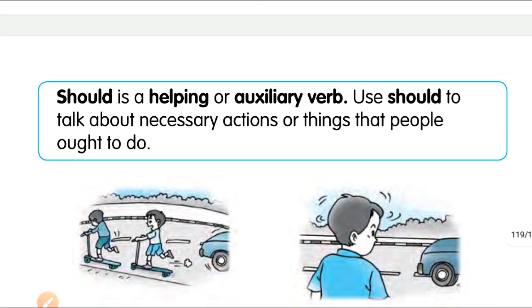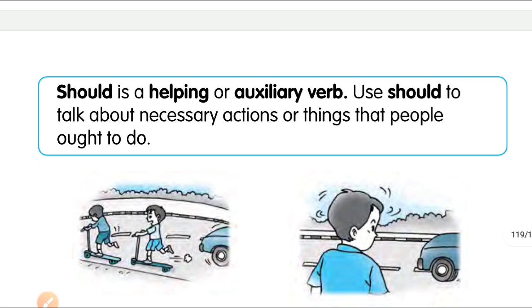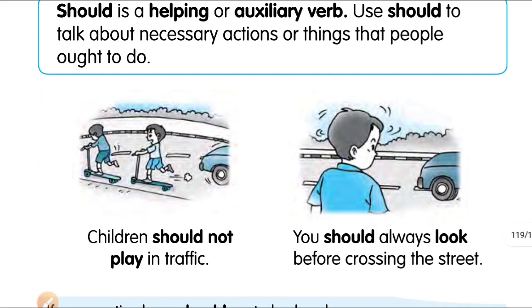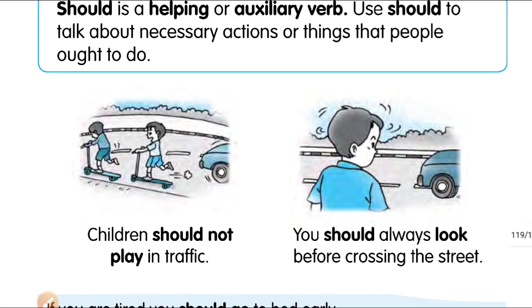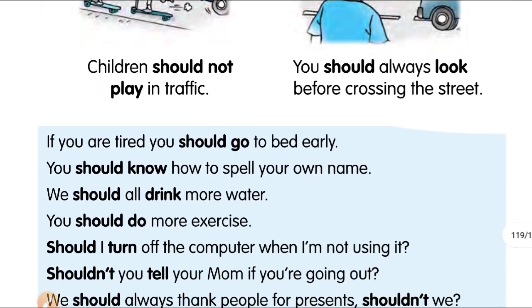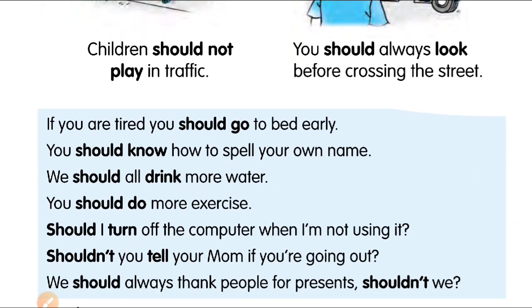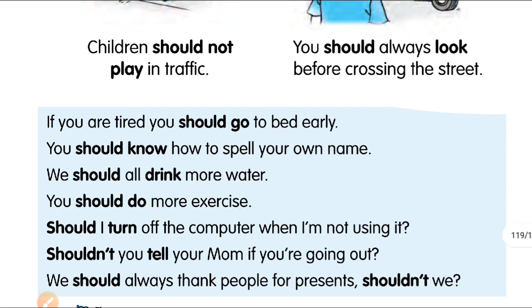Should is a helping or auxiliary verb. It is used for necessary things or some permissions. Means children should not play in traffic, for specific rules. Now you can see we should not go outside the home due to corona. So which is supposed to be done in that place, should is used. Here you can say you should know how to spell your own name. We should all drink more water. You should do more exercise. Means all the advice which is supposed to be followed by us, we can use should.